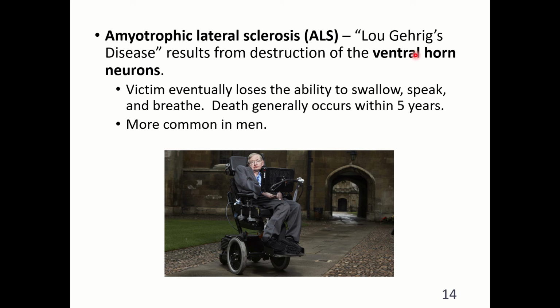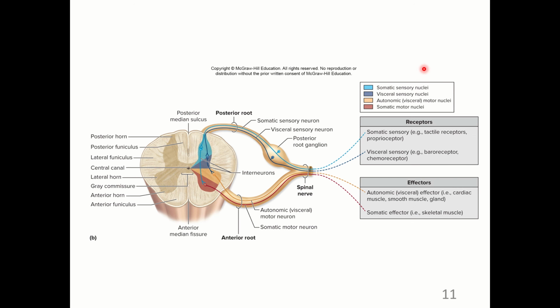And recall that ventral horn neurons are also called anterior horn neurons. Dorsal and posterior are synonyms. Ventral and anterior are synonyms.